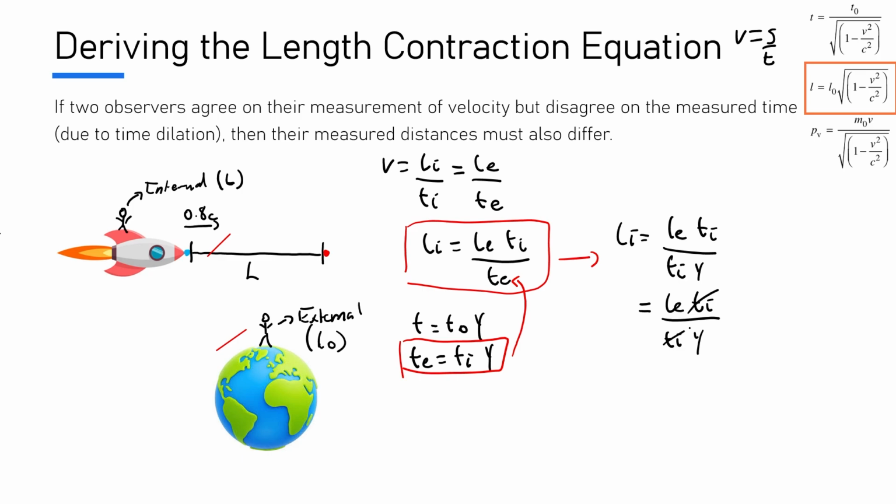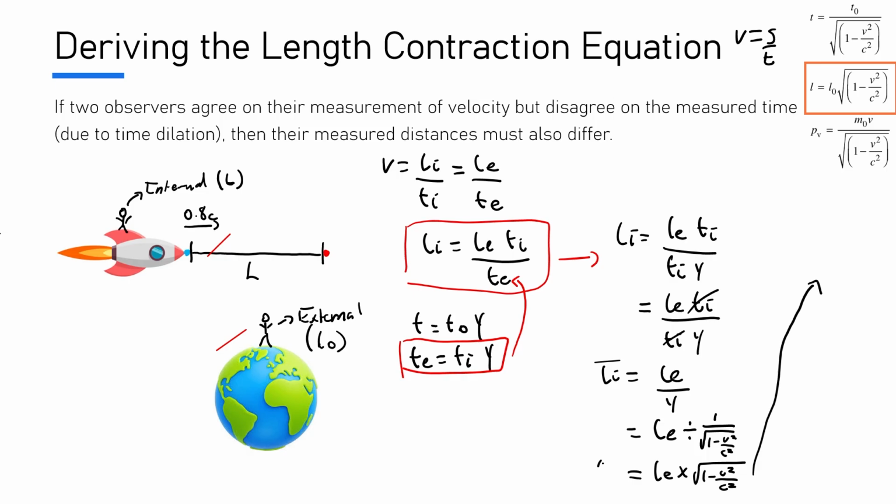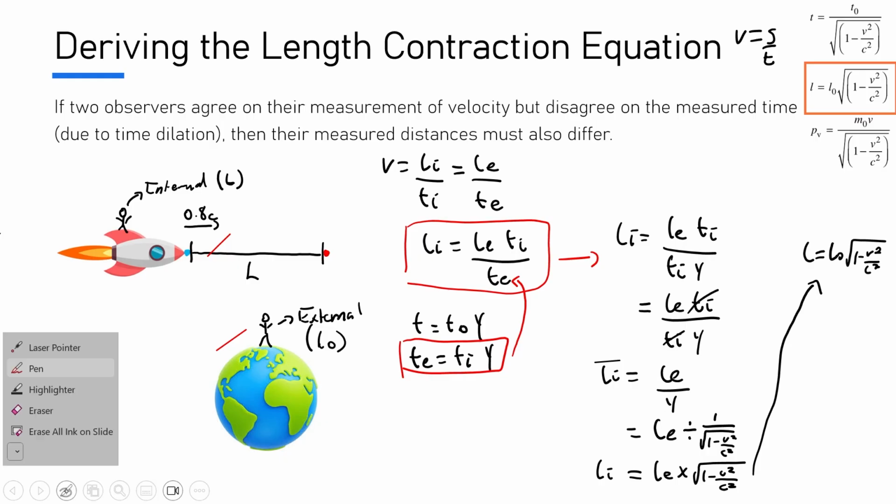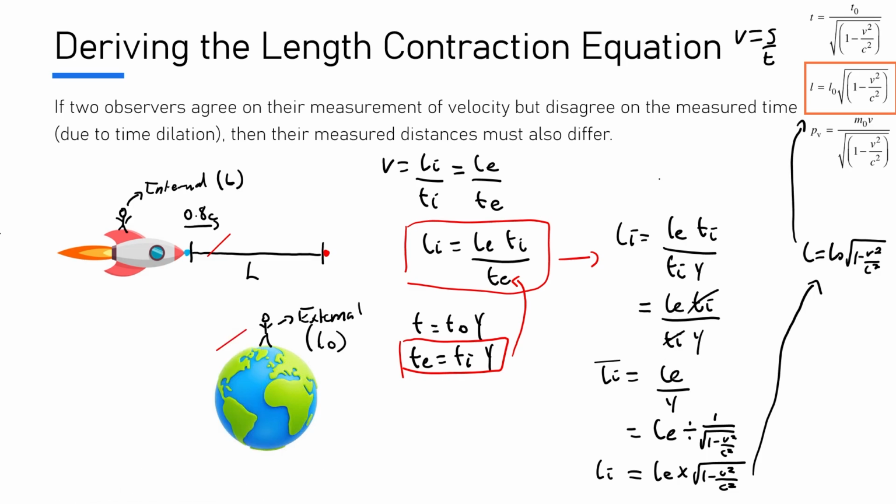At this point, we've removed TE, and quite conveniently, TI gets cancelled out. This leaves us with the length of the internal observer being equal to the length measured by the external observer divided by gamma. From here, I'm going to rewrite gamma as 1 on the square root of 1 minus v squared on c squared. When we divide by 1 on the square root of 1 minus v squared on c squared, that's actually the same as multiplying by the square root instead. And in the last step, all I'm doing is stating that the length measured by the internal observer is the contracted length, and the length measured by the external observer is the proper length. And we'll find that this formula matches up with the one which is in your data sheet.